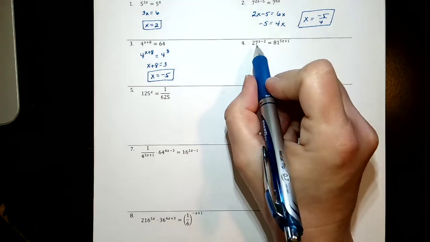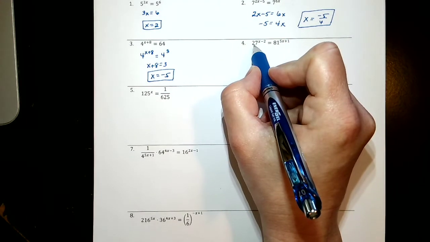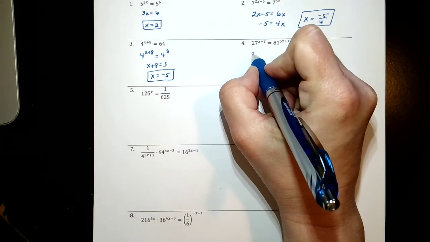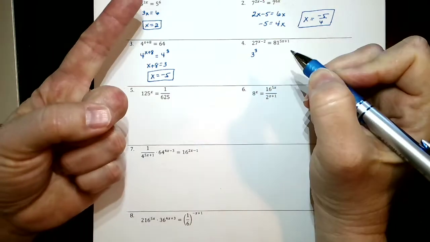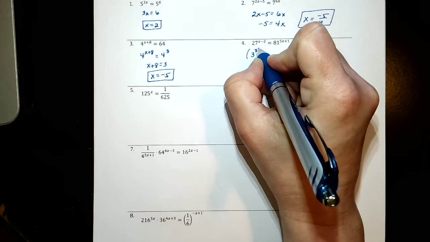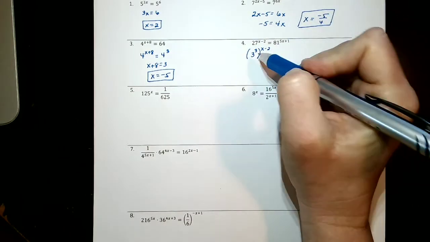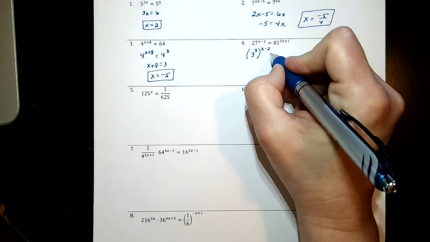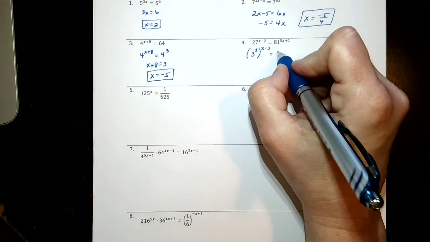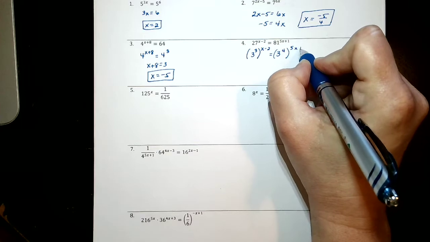All right, same thing over here. Bases are not the same. However, I do know, and you would know this if you were looking at the table, 27 can be rewritten as 3 to the 3rd power because 3 times 3 times 3 is 27. But that's still being raised to the x minus 2. So all I did was rewrite the 27 as 3 to the 3rd. Anybody out there know what 81 can be rewritten as? If you said 3 to the 4th, you are correct. But I still have the 5x plus 1 on the outside.